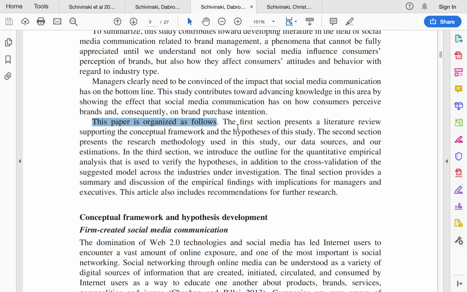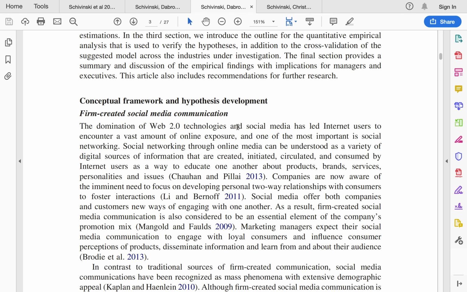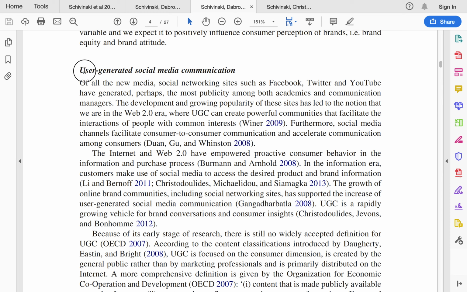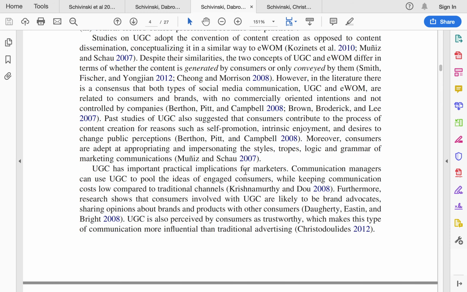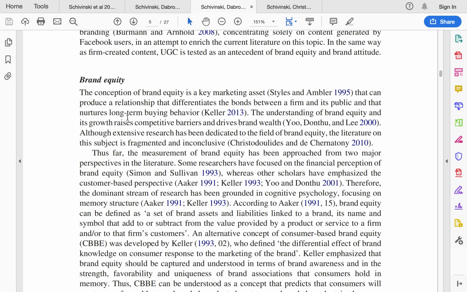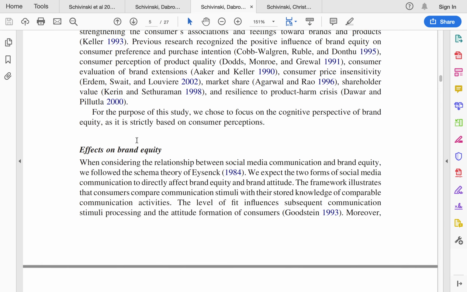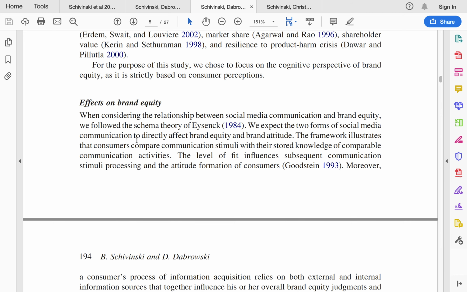Let me get another paper, just in case. Conceptual framework and hypothesis development. So again, I'm talking about firm-created social media communication, what it is. I'm talking about user-generated social media communication. I'm explaining what it is. I'm talking about brand equity. I'm defining it, explaining what it is. So the reader now knows this stuff. Let me get one more.